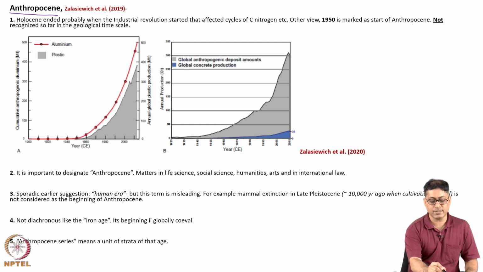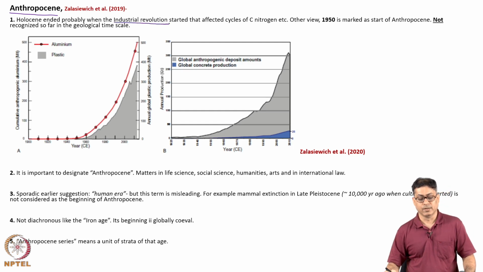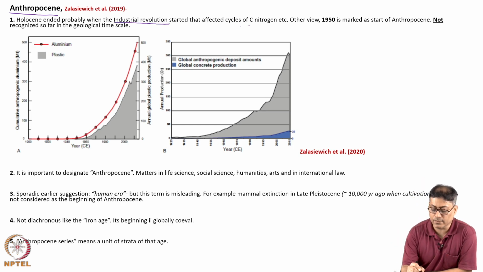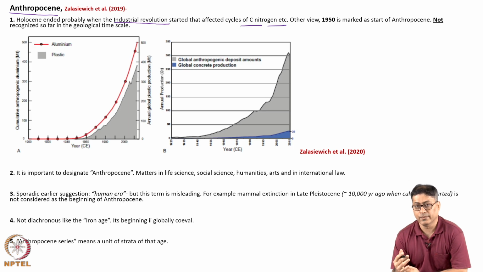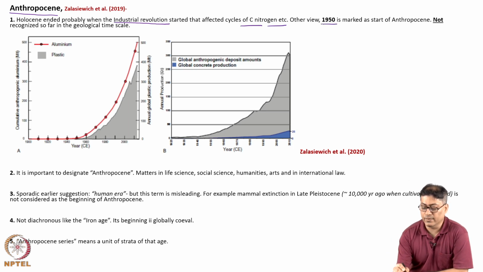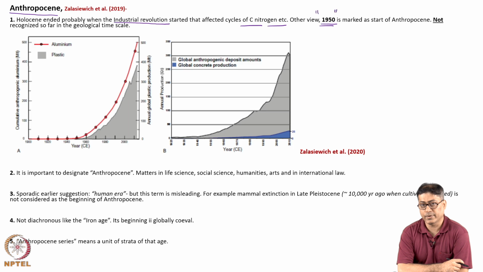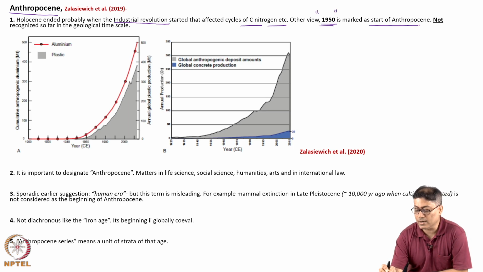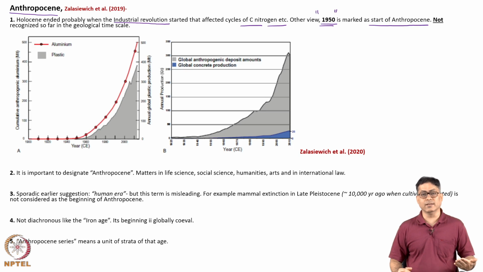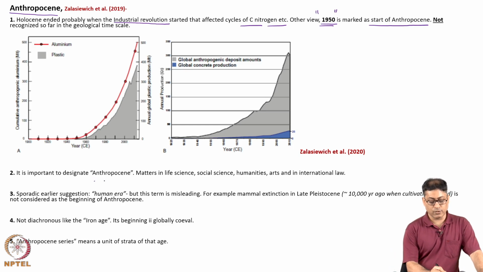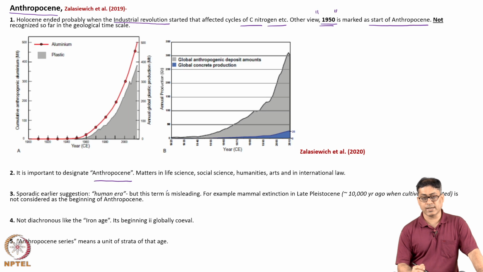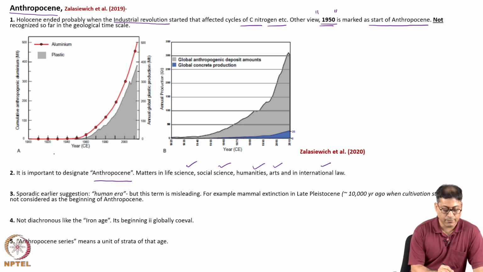Holocene ended probably when the industrial revolution started more than 100 years back in Europe, and that affected cycles of carbon, nitrogen, etc. significantly. We will see very briefly about it. The other view is that 1950 is a critical year where everything got spiked up, even tourism, and many changes happened. We will see them, and it can possibly be the start of the Anthropocene. So, we can think Holocene ended and from 1950 onward Anthropocene started. It is important to designate Anthropocene. Why? Because it matters in other branches of science and other subjects, say life science, social science, humanities, arts, and even in international law.